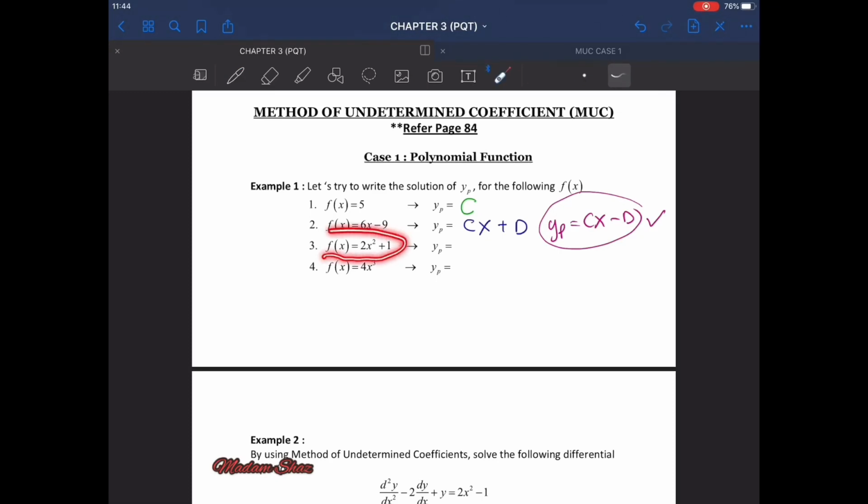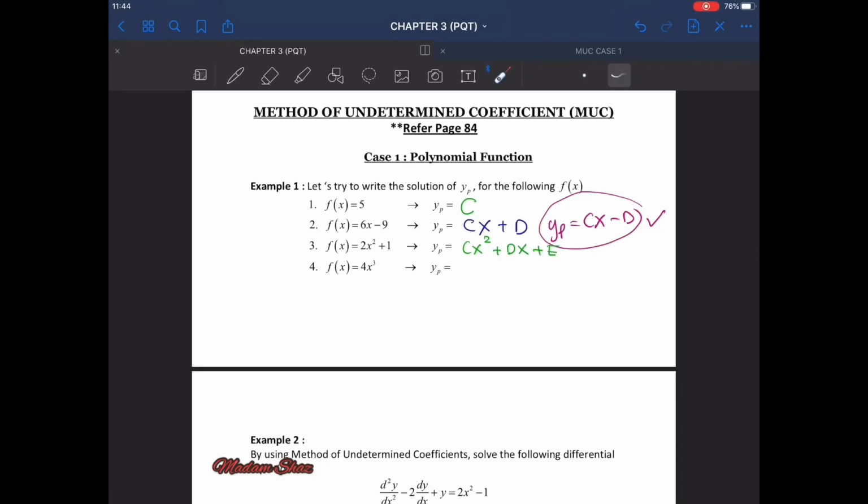Okay, example 3, fx is equal to 2x squared plus 1. So how do you write your yp? Refer to the highest power of x that we have here, which is power of 2. So yp will become cx power 2, and then we reduce the power, plus dx power 1 plus e.